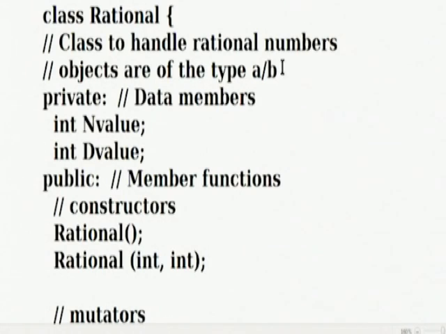Here we are just looking at it. Some comments I have added, these are not there in Kuhn's book. So this is a class to handle rational numbers. Objects are of the type A by B. Now I am defining private data members, int n value and int d value. It's easy to understand, numerator and denominator.